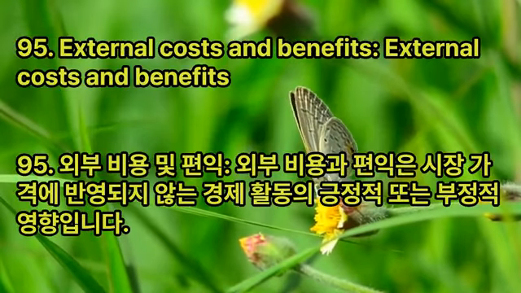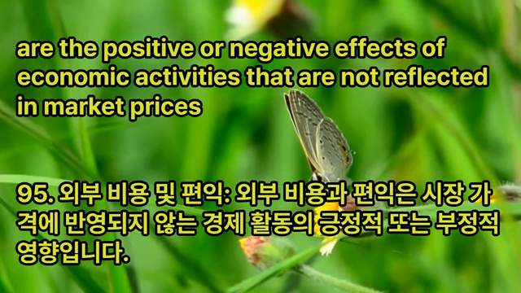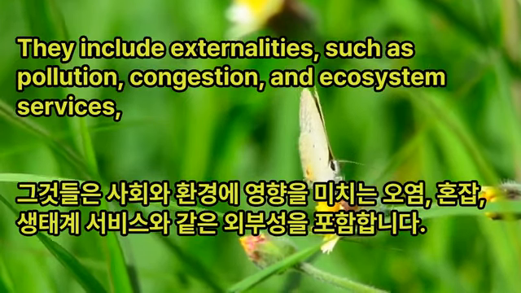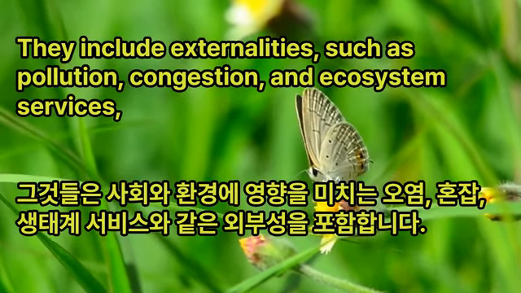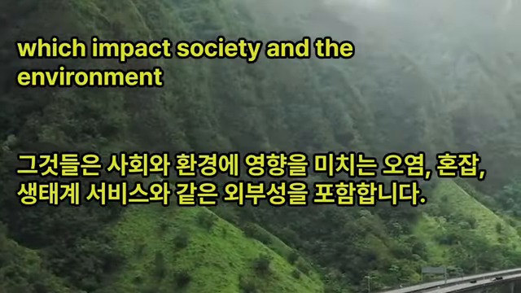95. External costs and benefits. External costs and benefits are the positive or negative effects of economic activities that are not reflected in market prices. They include externalities, such as pollution, congestion, and ecosystem services, which impact society and the environment.